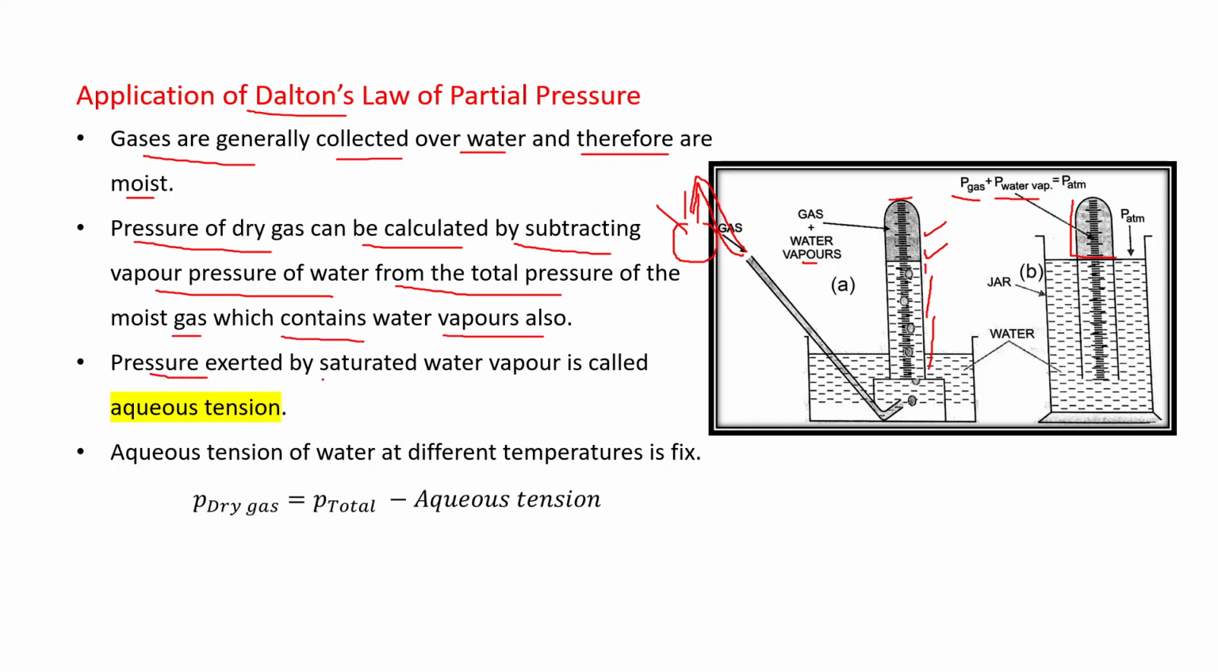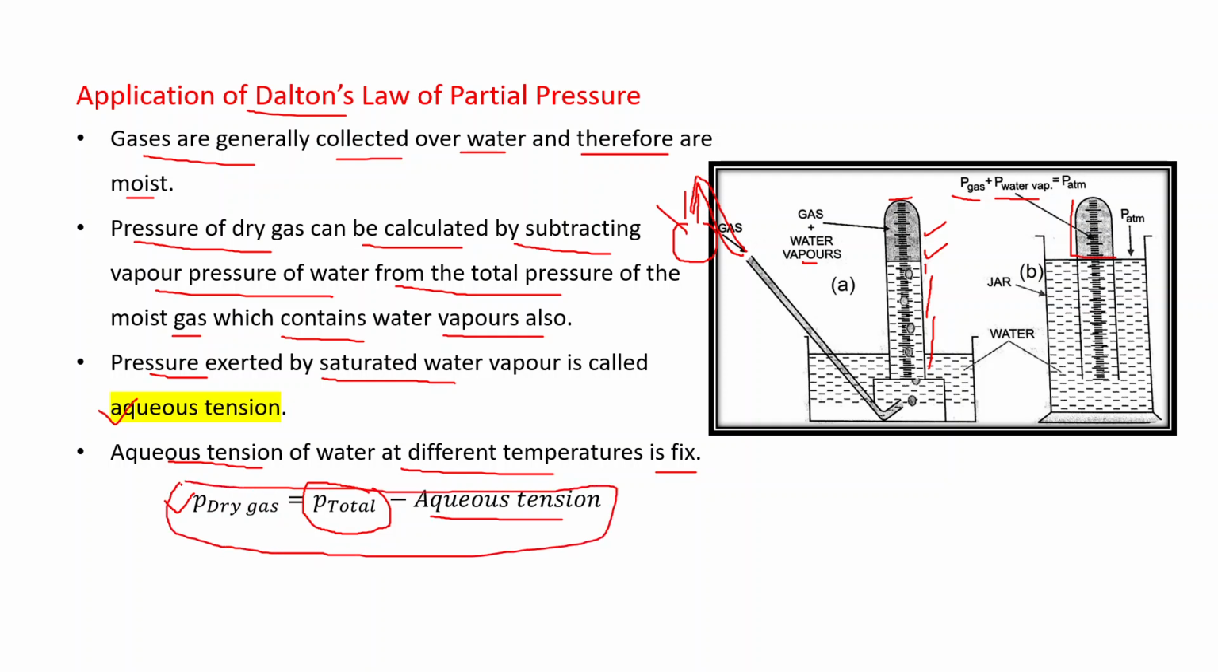The pressure exerted by saturated water vapor is called aqueous tension, and the aqueous tension of water at different temperatures is fixed. That's why this P total can be determined experimentally. This aqueous tension we can find out because it is a fixed value, and if we want to find the pressure of dry gas, then we use this formula. This is the application of Dalton's law of partial pressure.